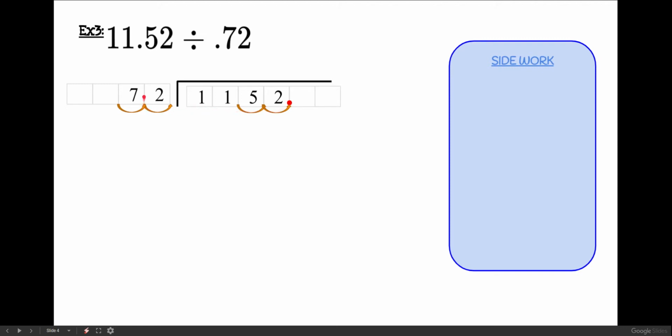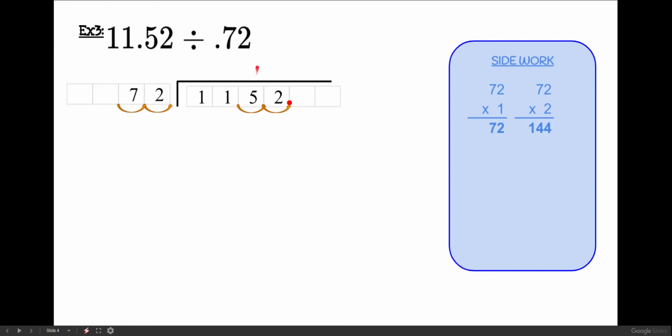So now I have to do some pretty difficult division right here. So can 72 go into 1? No. Can 72 go into 11? No. Can 72 go into 115? Yes, it can. You might want to do some side work. 72 times 1 is 72. You probably wouldn't have to write that down. 72 times 2 is 2 times 2 is 4, and 2 times 7 is 14, so 144. So 72 goes into 115 one time, because if you try to put it in twice, it'll be 144, which is too big. So we're going to put a 1.